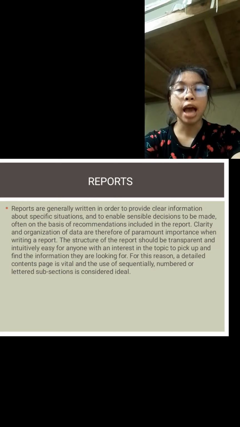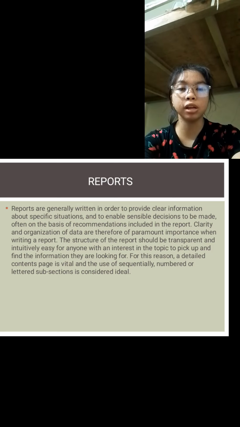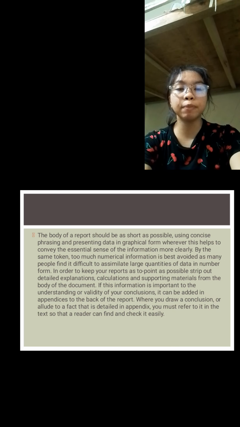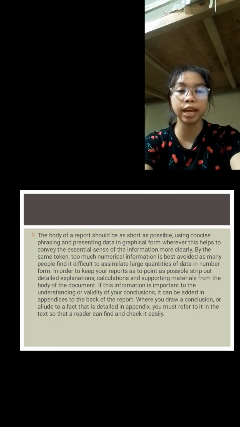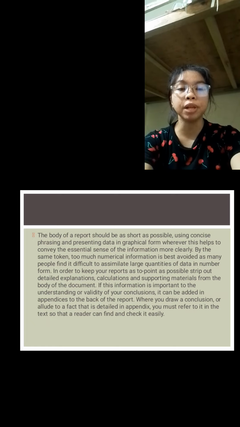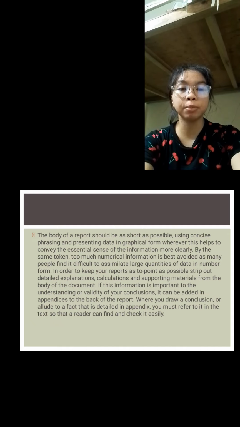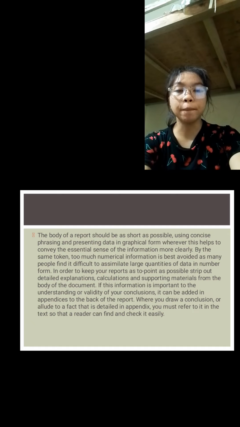For this reason, a detailed contents page is vital and the use of sequentially numbered or lettered subsections is considered ideal. The body of a report should be as short as possible, using concise phrasing and presenting data in graphical form wherever this helps to convey the essential sense of the information more clearly. By the same token, too much numerical information is best avoided, as many people find it difficult to assimilate large quantities of data in number form.